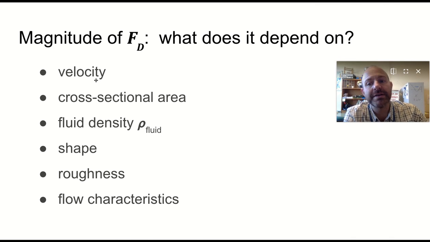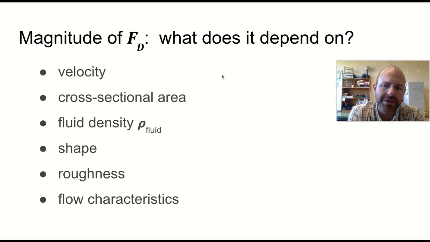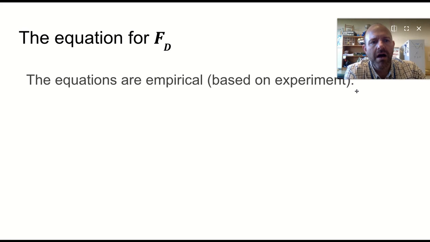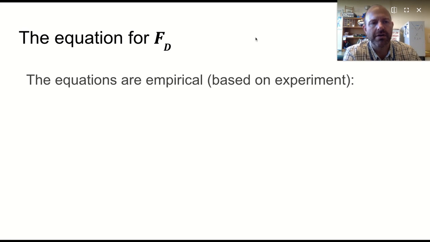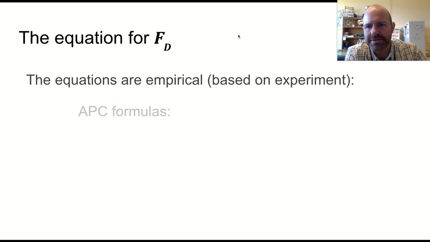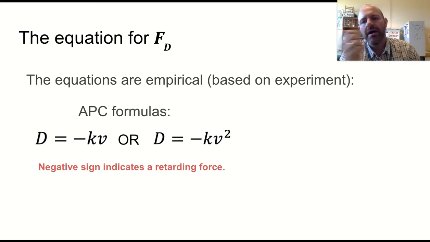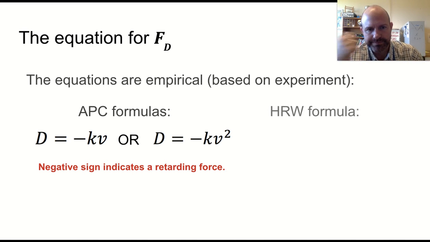What does it depend on? Well, it depends on the velocity, the area of the object, the fluid density, the shape, the roughness, and various flow characteristics. All that to say, it's a fairly complicated thing. And the equations that we use for it, just like other friction, are empirical. They're based on experiments. So the formulas we use in this class involve drag is equal to negative kv, where k is some constant, or sometimes drag is equal to negative kv squared, where v is the velocity, and the negative sign indicates that it's opposing motion, or it's a retarding force.